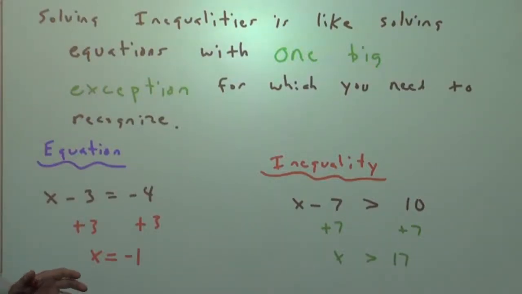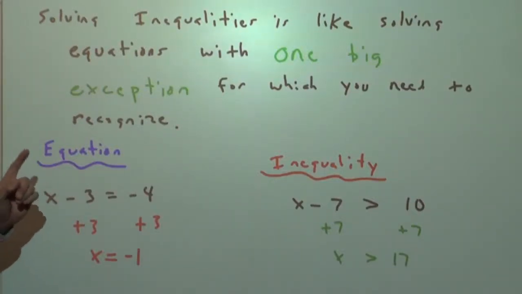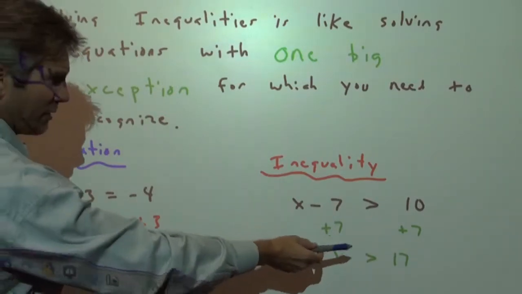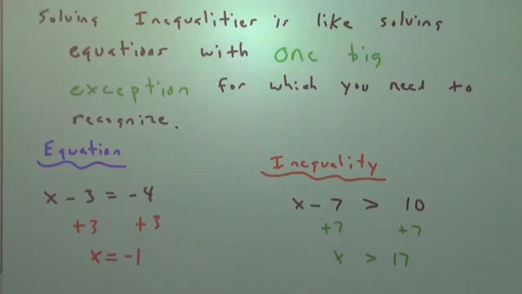Solving inequalities is a lot like solving equations. There is only one big exception of which you need to be aware. Equations, hey, if we got this one here, we want to get x by itself, just add 3 to both sides. Just add 7 to both sides. Life is fine. We solve the inequality.